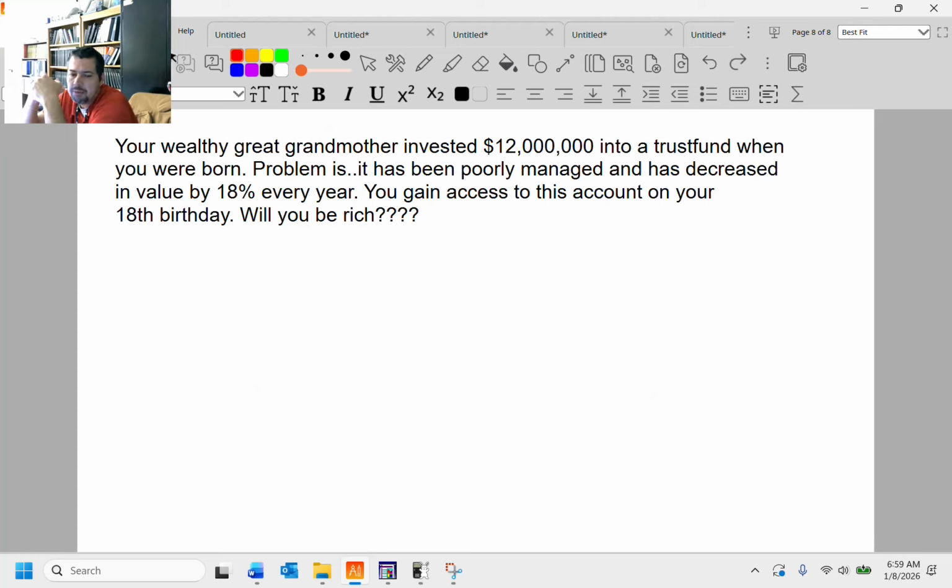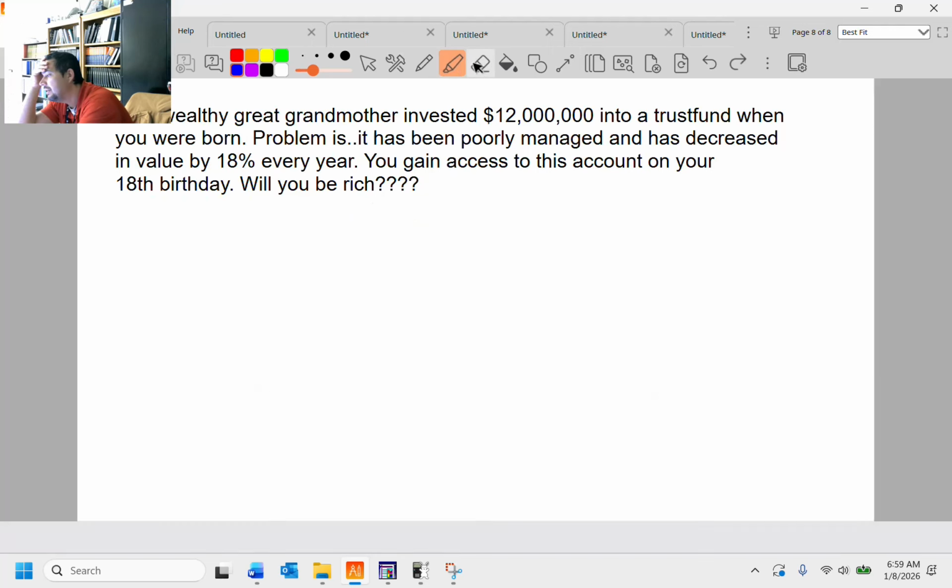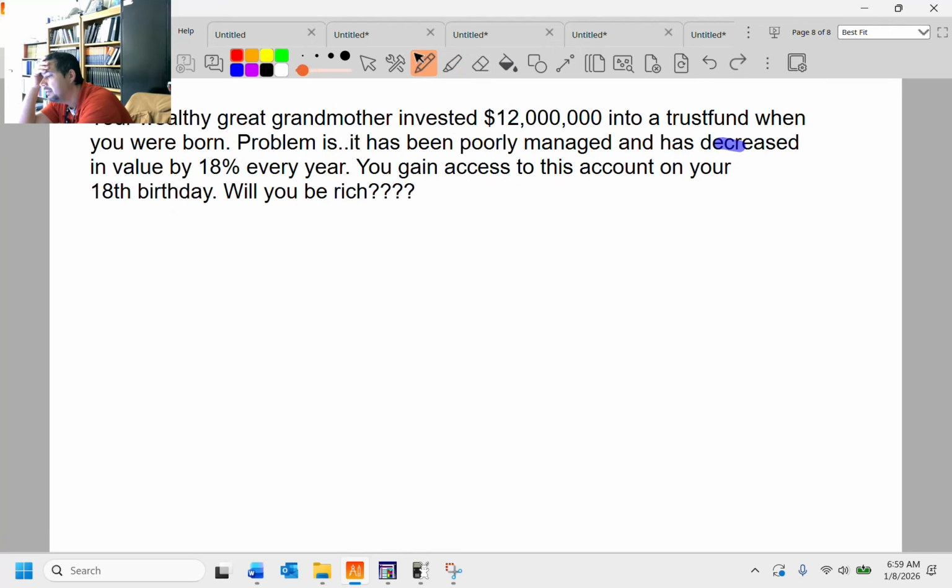All right, here's a good decay problem. Your wealthy great-grandmother invested $12 million in a trust fund when you were born. Problem is, it's been poorly managed, has decreased, notice that keyword, decreased in value by roughly 18% per year. You gain access to this account on your 18th birthday. Will you be rich? First off, let's do our model.